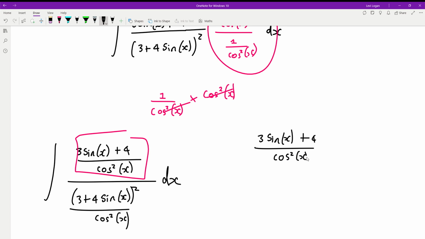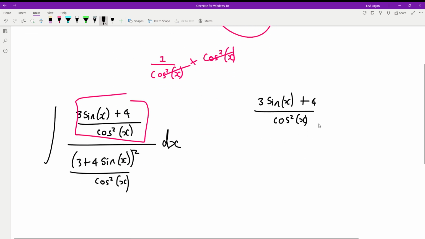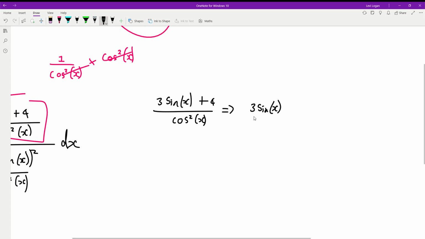And you're probably wondering why I'm changing this, because at the start we wouldn't be able to do a u substitution, so we've got to change how this function looks using trigonometry. So if I apply the division, this can be rewritten as 3 sin x over cos squared x plus 4 over cos squared x.